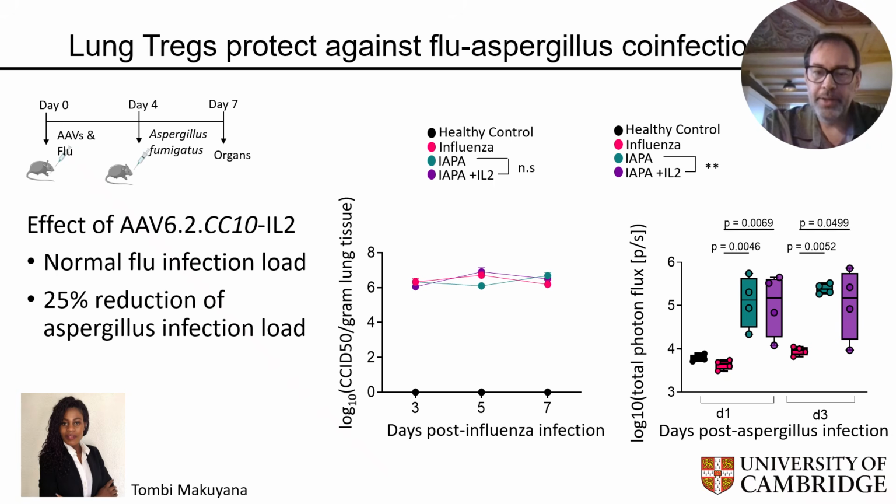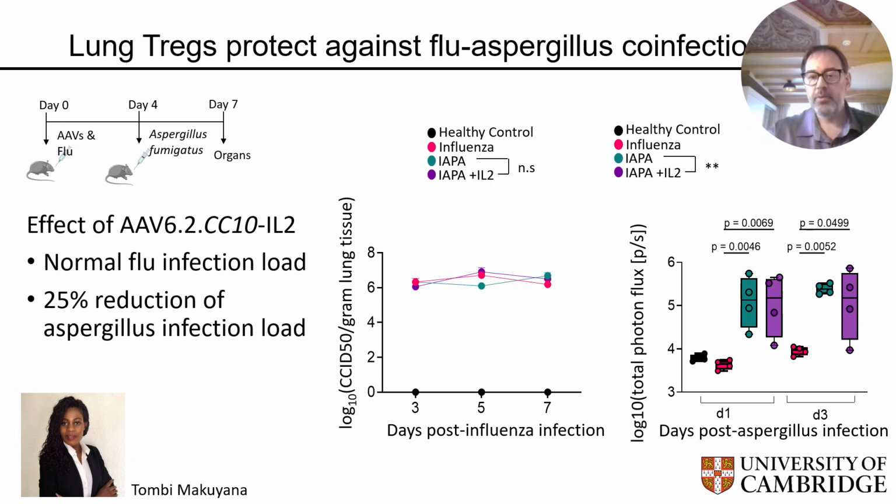Now, all of this is happening while the pathogen load is fairly unchanged. We can measure either influenza in the middle graph, or on the right-hand graph, we can measure aspergillosis, and we see really no impact on influenza load if we are adding extra IL-2 into the system, extra regulatory T cells in the system, and we also see only a mild reduction of aspergillosis load in the mice that have extra regulatory T cells. Certainly, we are not seeing a situation where the infection is unleashed.